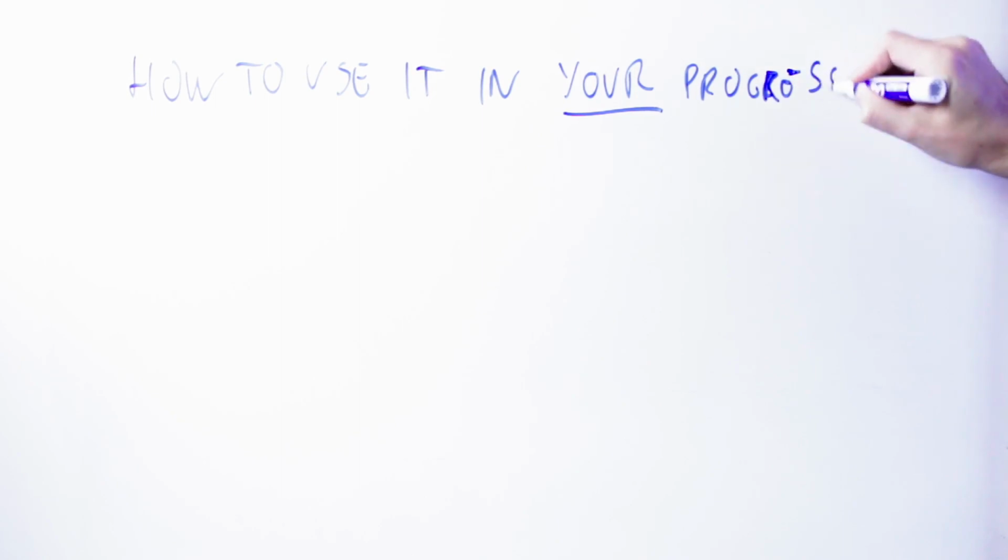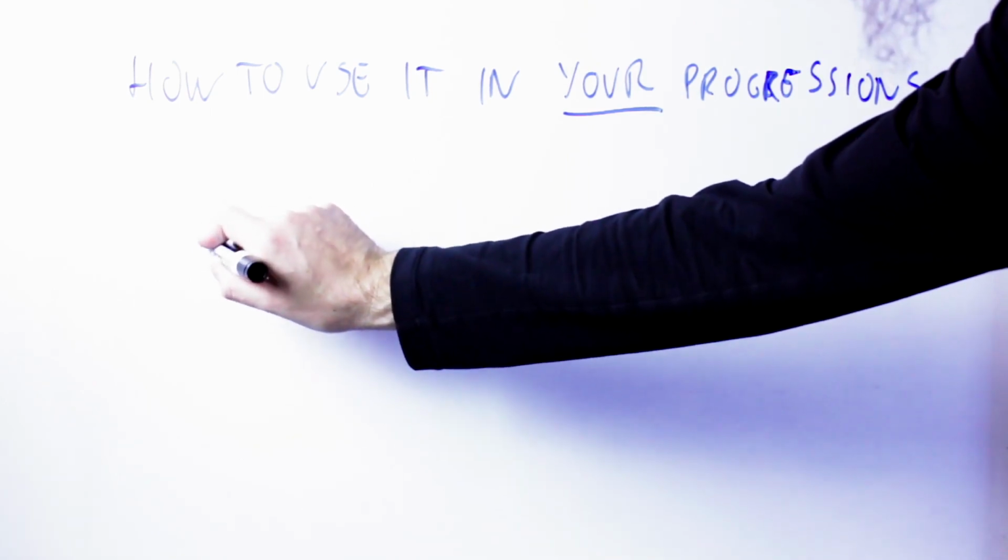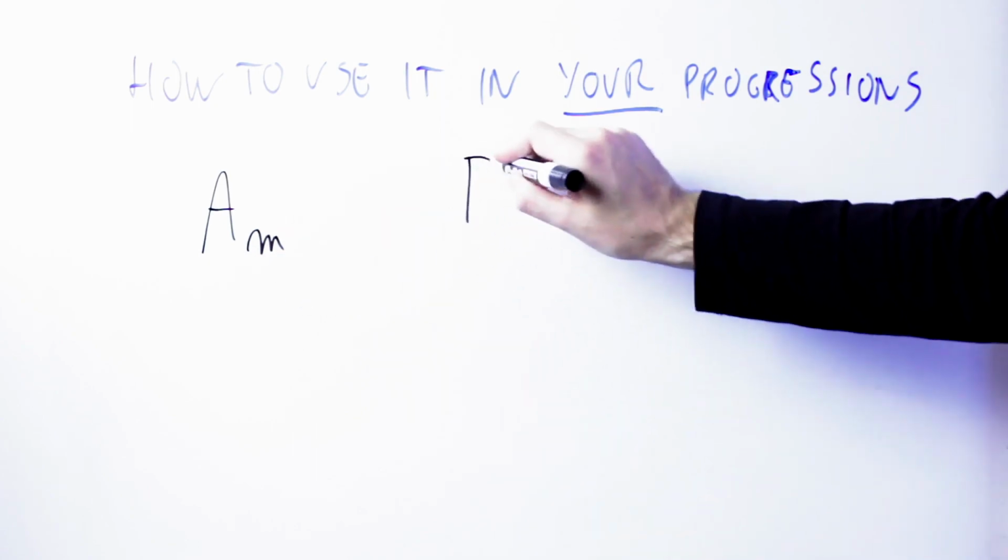To use this trick, you need to start with a very short chord progression. I would recommend starting with 2 chords. And right now I'm going to do this in the key of A minor, and my initial progression of 2 chords is A minor, F.